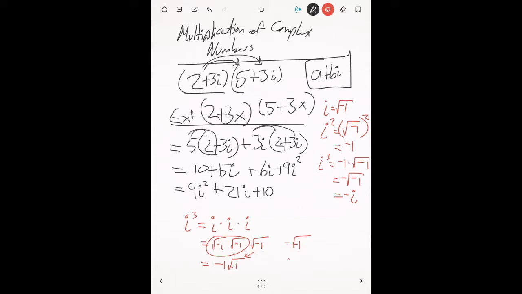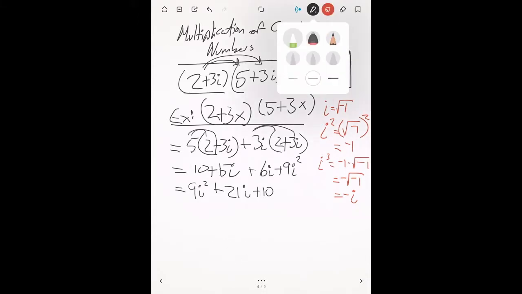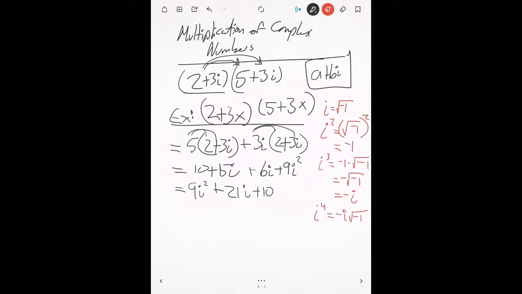And that's just -i. So if I took i cubed, I just end up with -i. So what I'm doing here is I'm just tacking on an additional root -1. So let's clear some space, and let's see what happens if I have i to the 4th. If I took i to the 4th power, that was i to the 3rd, which we said is -i. And then we're also going to tack on an additional root -1.